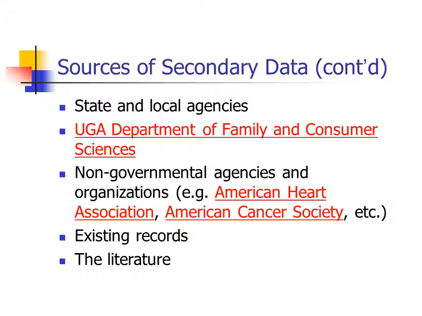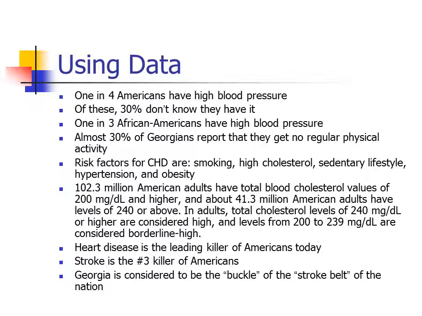State and local agencies, health departments. The University of Georgia Department of Family and Consumer Sciences has a good database for information about counties and communities. And then there are non-governmental agencies or organizations like the American Heart Association and American Cancer Society. All good secondary data. Okay, so how do we use that information?